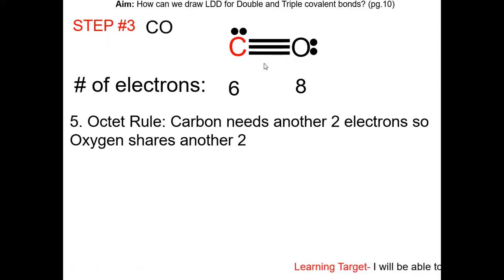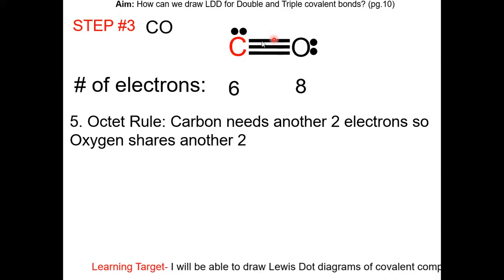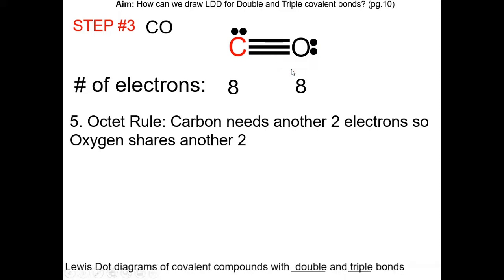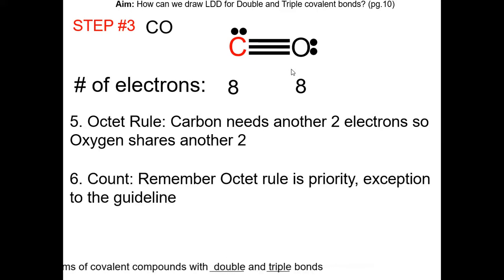Now we have a triple bond between the carbon and the oxygen. So let's double check if each atom has fulfilled the octet rule. This carbon has 1, 2, and is sharing 1, 2, 3, 4, 5, 6. So now it has 8. This oxygen has 1, 2, and is sharing 6, so it also still has 8. So now each atom has fulfilled the octet rule, so now you're done.